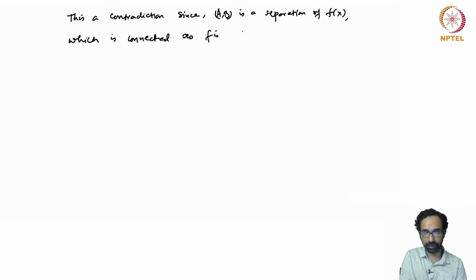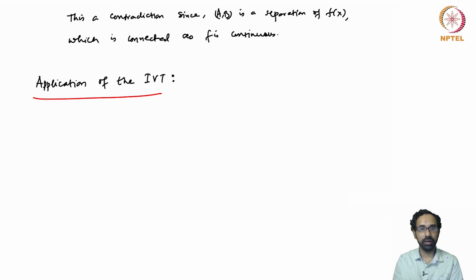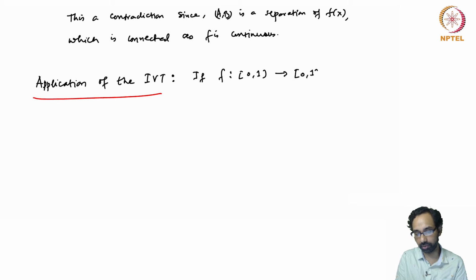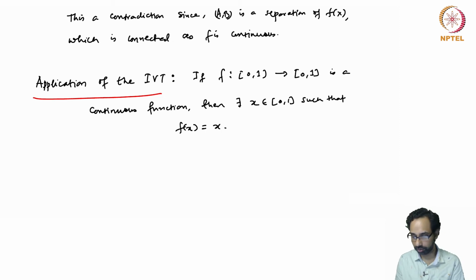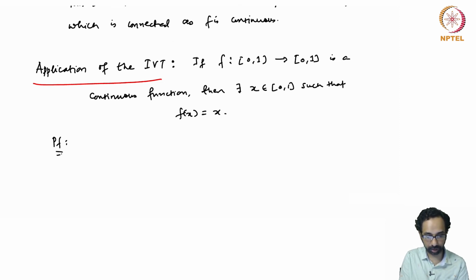since f is continuous. Now, as an application of the intermediate value theorem, we can state the following result: if f is a continuous function from [0, 1] to [0, 1], then there exists a point x in [0, 1] such that f of x equals x. So let us see a quick proof of this application of the intermediate value theorem.